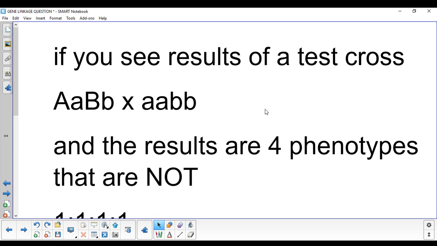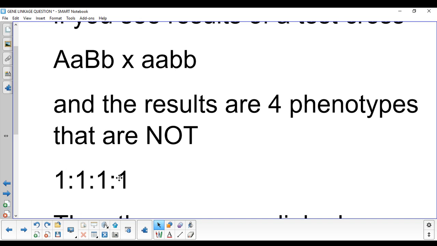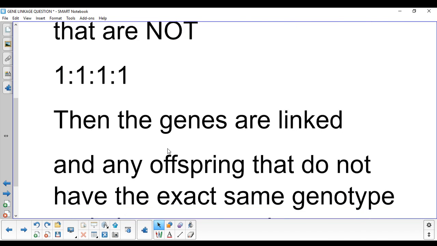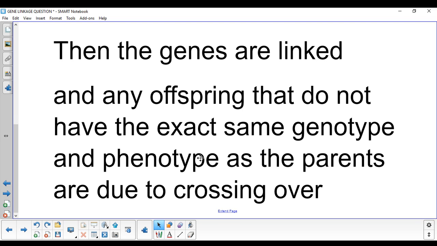So the ultimate way of checking as to whether or not you're looking at gene linkage is if you see that the results of a test cross of one heterozygous parent and one homozygous recessive parent are 4 phenotypes that are not a 1-to-1-to-1-to-1 ratio, then the genes are linked, and any offspring that do not have the exact same genotype and phenotype as the parents are due to crossing over.